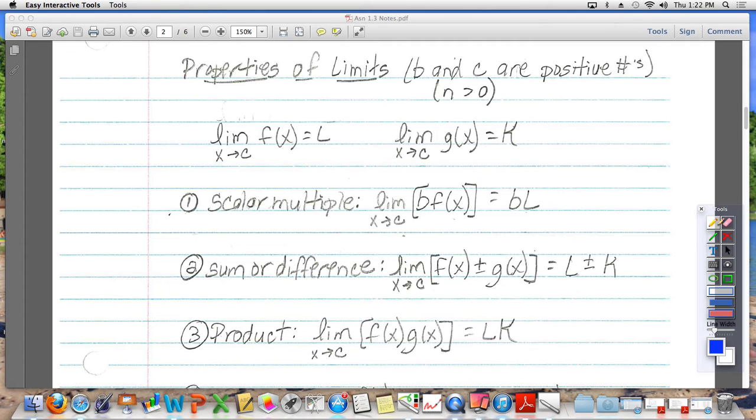This says scalar, SC, like you're scaling something. So I give you two limits. The limit as x approaches c of f of x. The limit as x approaches c of g of x. And we're just going to say that the limit of f of x is equal to L, and the limit of g of x is equal to k.